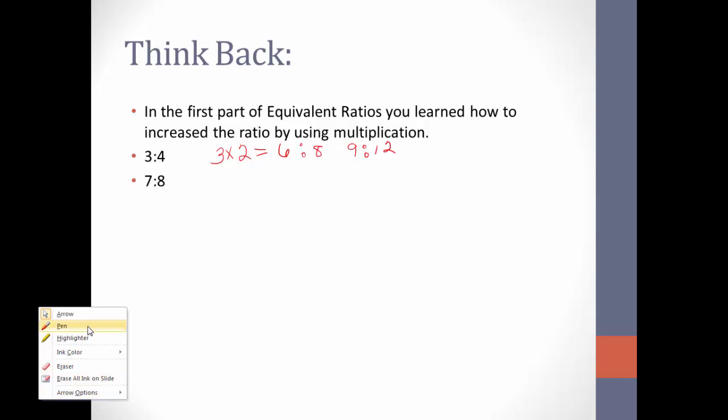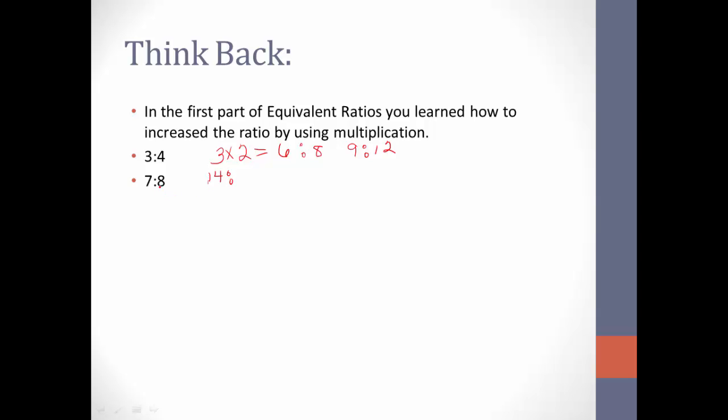Now let's look at 7/8. Let's increase that one. Let's choose the whole number 2 again. 7 times 2 is 14. 8 times 2 is 16. Our new equivalent ratio is 14 to 16. And then I'll do the same thing again with the whole number 3. 7 times 3 is 21. 8 times 3 is 24. My new ratio is 21 to 24.